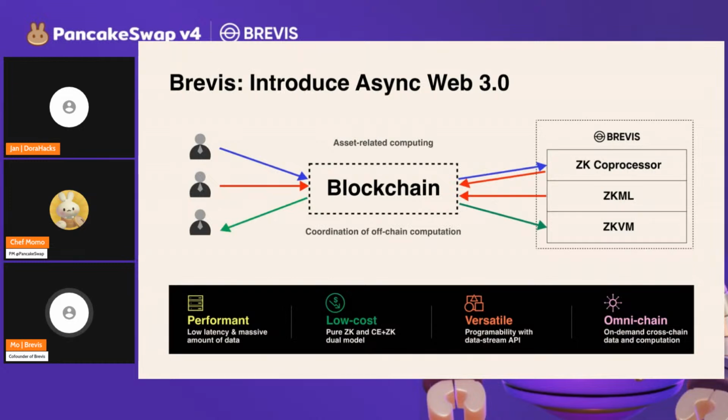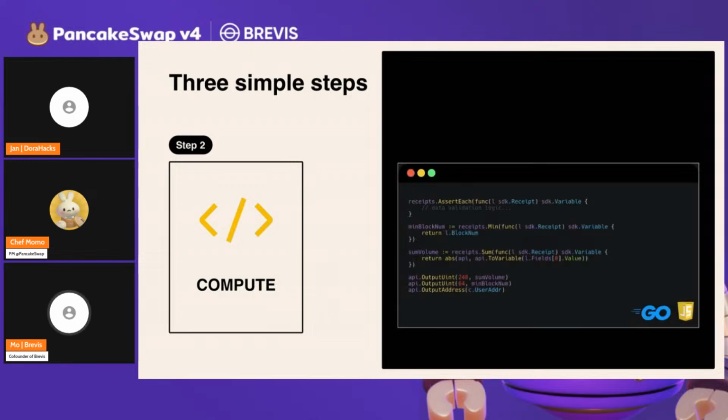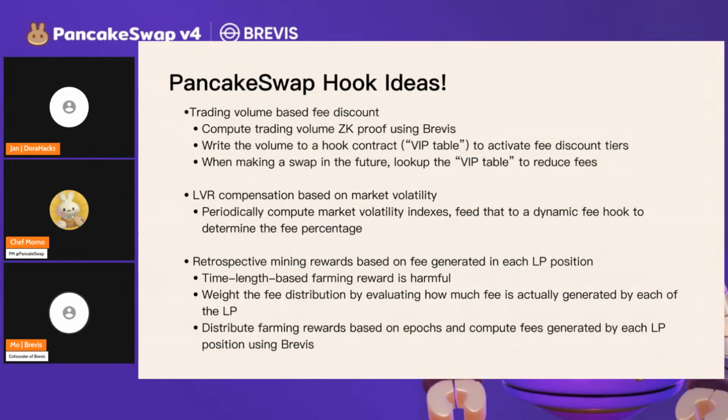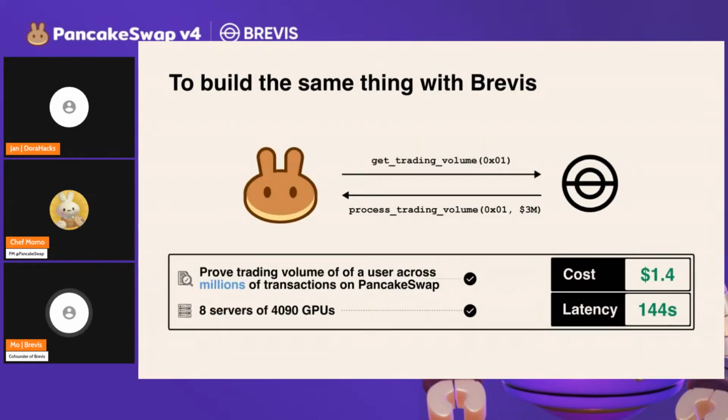And by combining this type of modular DeFi architecture with the ZK coprocessor, you can do a lot of amazing and interesting things, right? So let's come back to this very simple example of the trader loyalty program with Pancake v4 and Brevis. How this works is that, as a developer, you can write a Brevis-powered off-chain computation logic that is ZK verified and trust-free end-to-end.